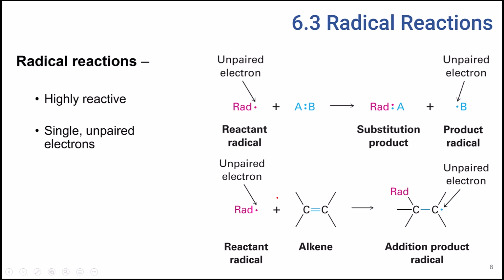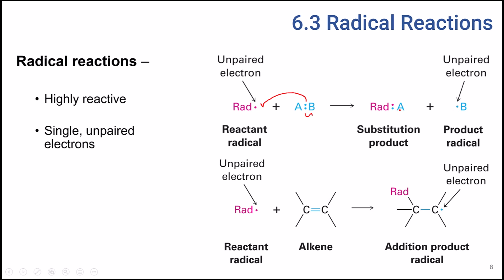Radical reactions are highly reactive. As we mentioned in the last slide, they involve single unpaired electrons. So in this radical reaction here, we have an unpaired electron. One of these electrons from the AB can come to join up with this radical, and one goes on to the B. So we get this unpaired electron, and then the radical A forms the new product.